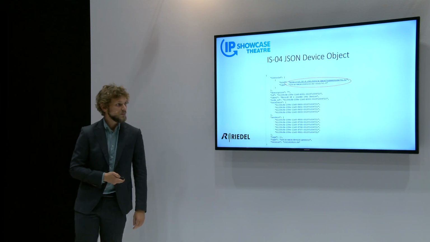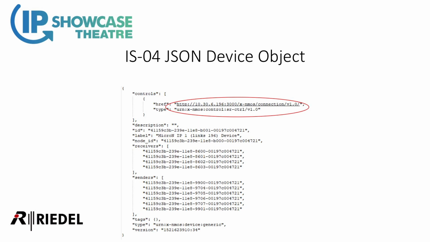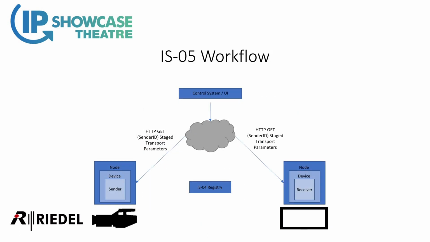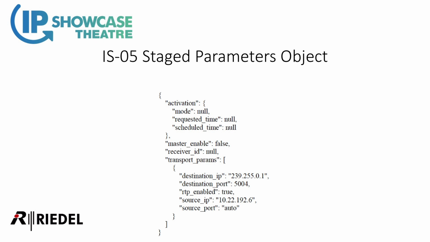And here I see a link for the connection management API, which is ISO 5. And when I get there, I can again do an HTTP GET and get the transport parameters, that's what they call them. And again, it is a JSON format, so all standard IT technology, and it contains this critical information. So I have my destination IP, destination port, and the source IP. This is also critical when I have IGMP version 3 or source-specific multicast. I need also to know the source IP.